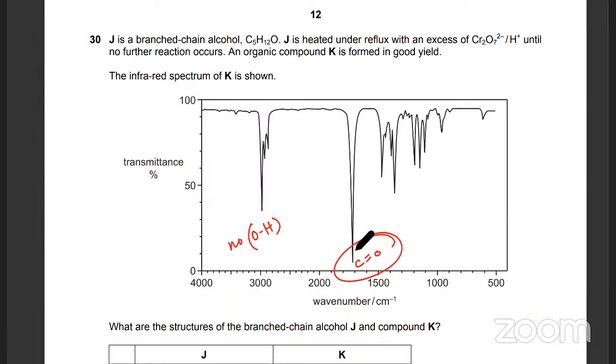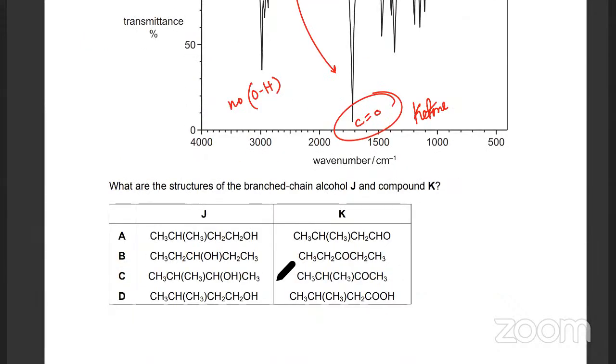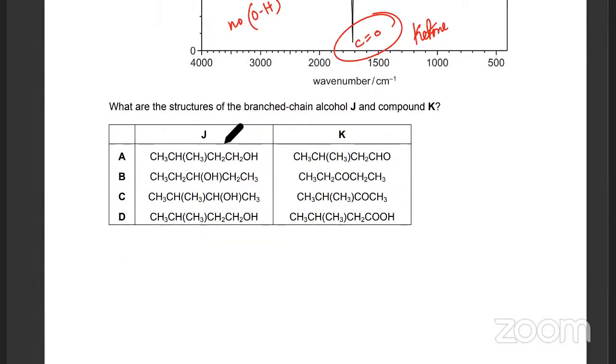Ketones. Okay, so it's going to be a secondary alcohol, right? Secondary alcohols form a ketone. Primary alcohols will turn into a carboxylic acid, and this is not a carboxylic acid. So what are the structures of the branched alcohol J and compound K? It's a secondary alcohol, and this one is a ketone, right? Which one of these do you think is a secondary alcohol?